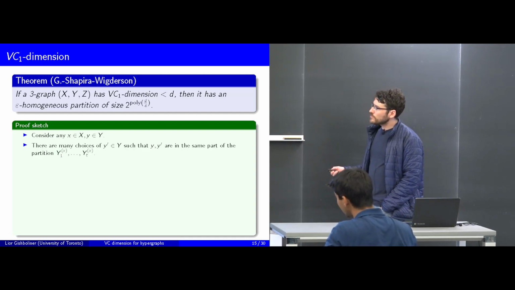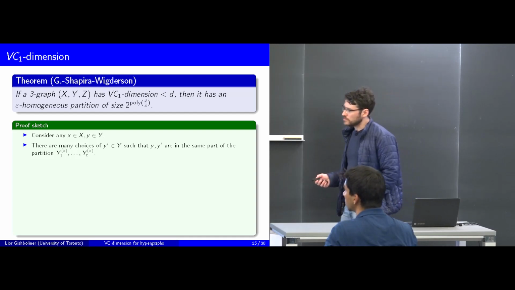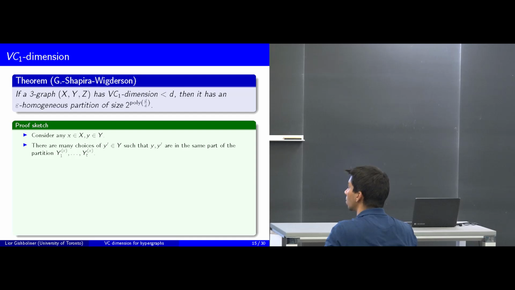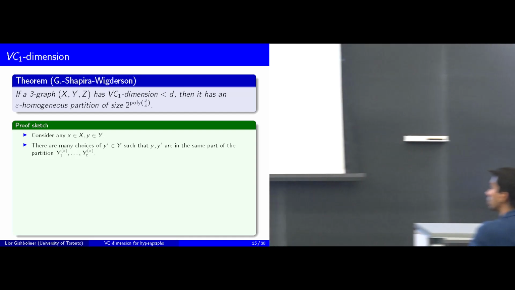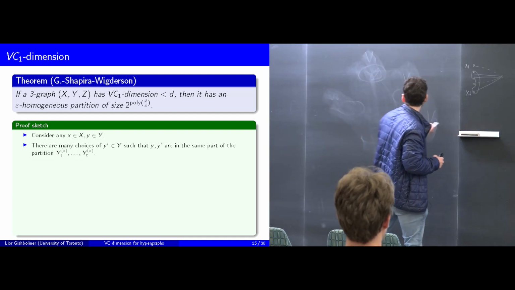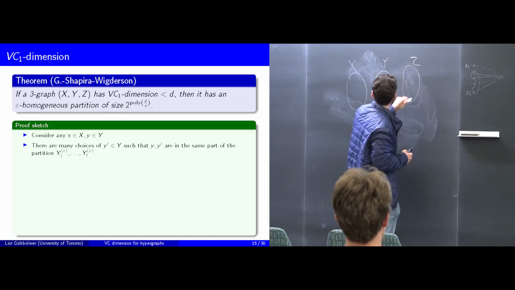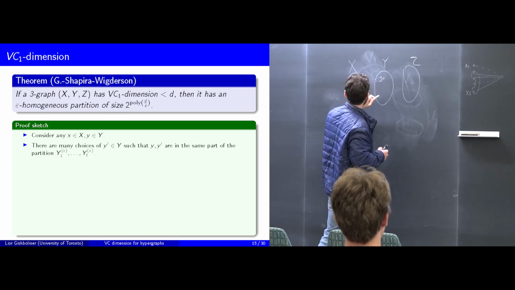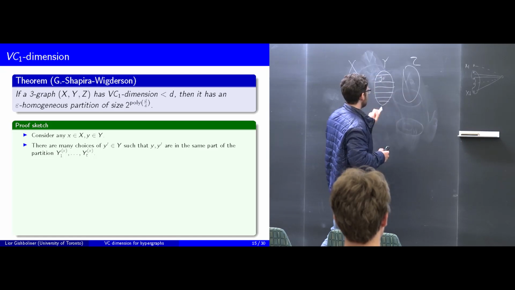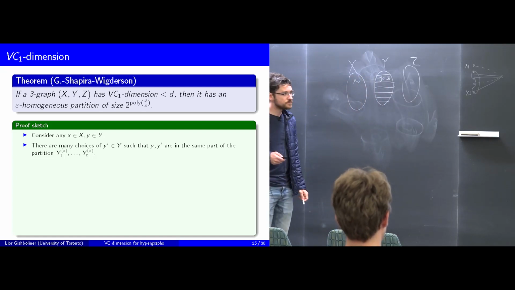And now, by this property, there are many choices of y prime in y such that y prime is in the same part of this partition. So all I'm saying is that we have x and y, also z, and x gives some partition of y, and I just choose any y prime which is in the same part with respect to this partition.